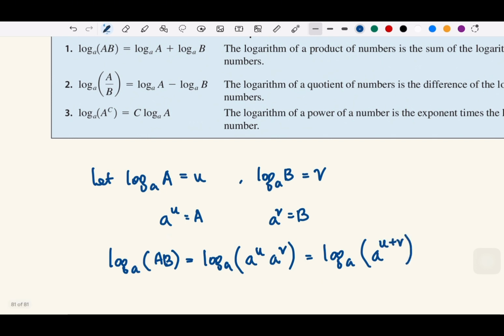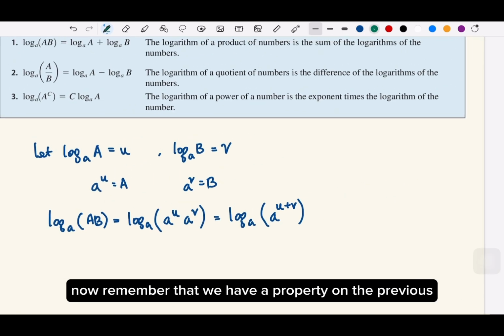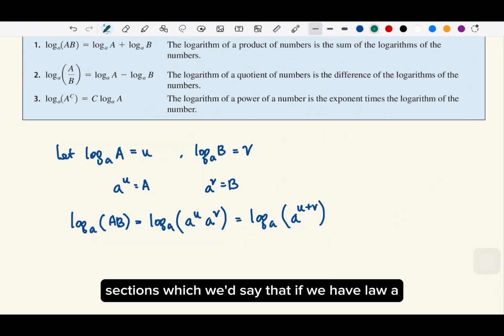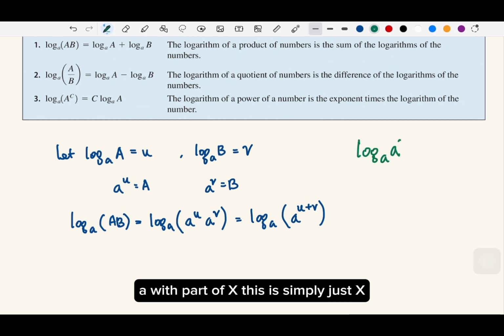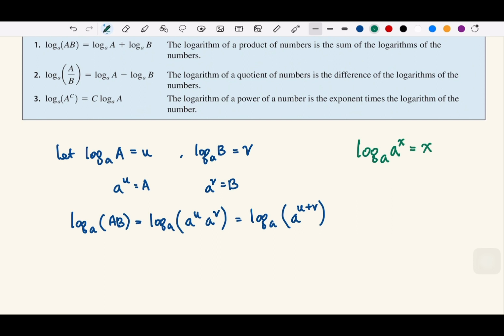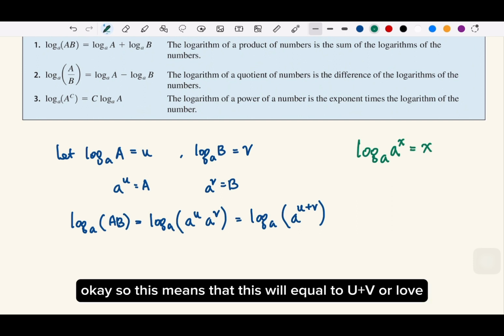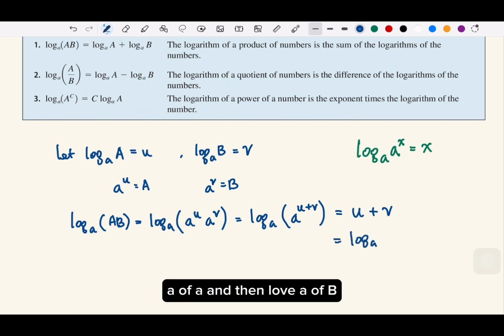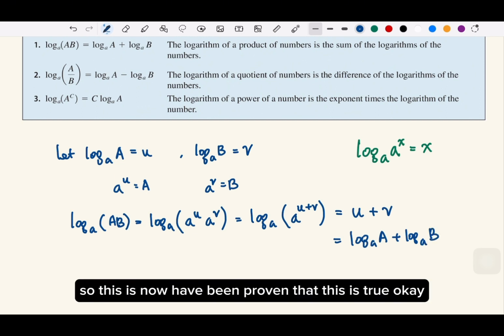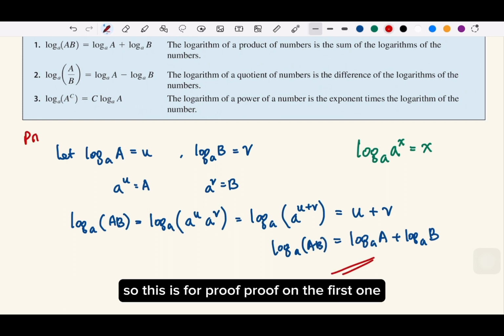Okay, now remember that we have a property from the previous sections, which says that if we have log a of a with power of x, this is simply just x. So this means that this will equal u plus v, or log a of A plus log a of B. So now it has been proven that this is true. Okay, so this is the proof for the first one.